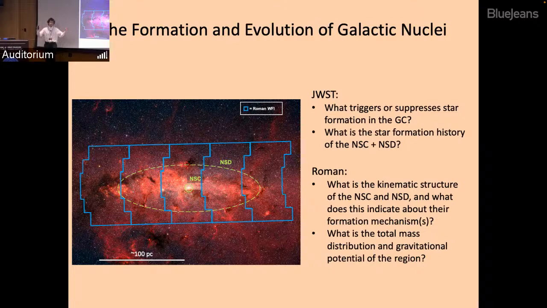But we come in with Roman with this large field kinematic survey, and we can ask questions like, what is the kinematic structure of the NSC and the NSD? What is their relationship? And what does this indicate about their formation mechanisms? We can also ask, what is the total mass distribution and gravitational potential in the Galactic Center region? Something that is surprisingly uncertain. And so in order to answer these questions, we need proper motion coverage over the largest extent of these structures that we can do. So this is really in the Roman regime.